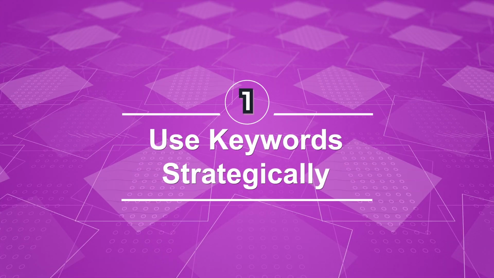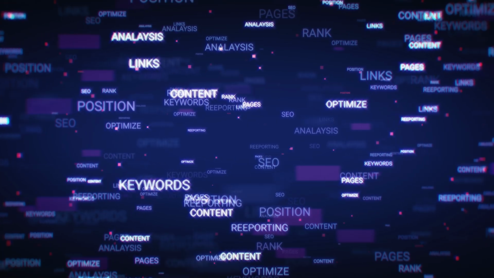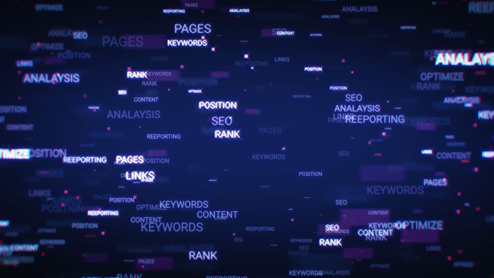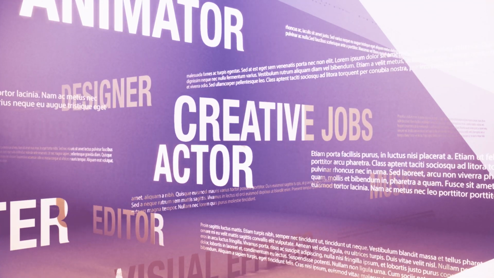Tip 1, use keywords strategically. The first step to optimizing your video descriptions is to use keywords strategically. Think about the words and phrases your audience is likely to search for when looking for content like yours, and incorporate them naturally into your description. This will help improve your video's visibility in search results and attract more viewers to your content.